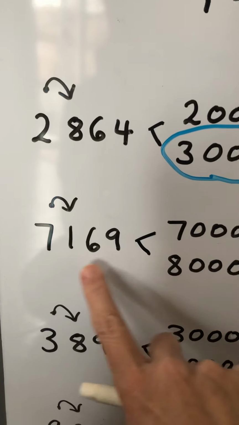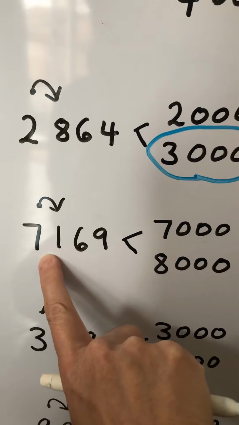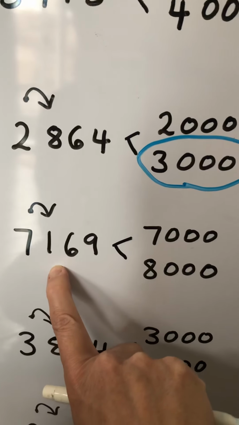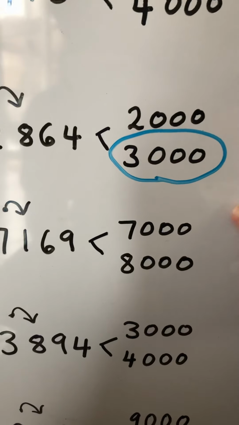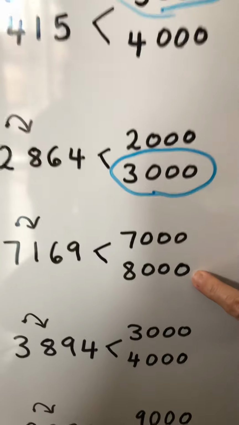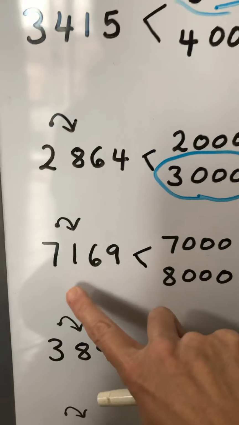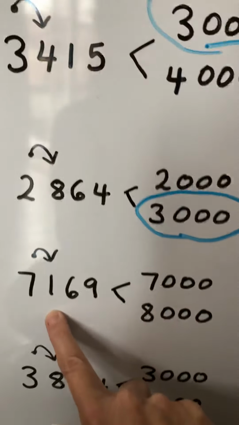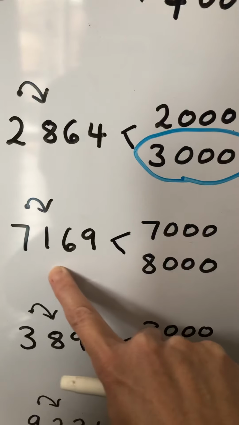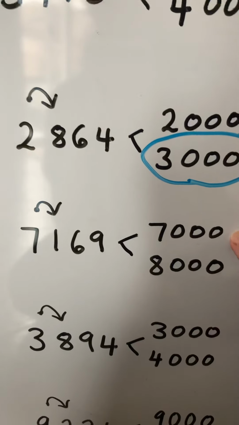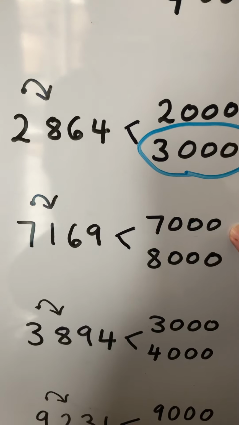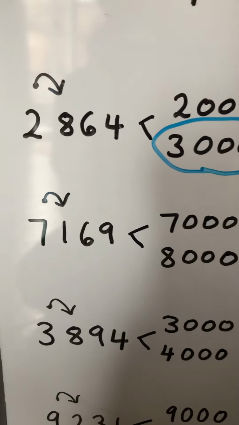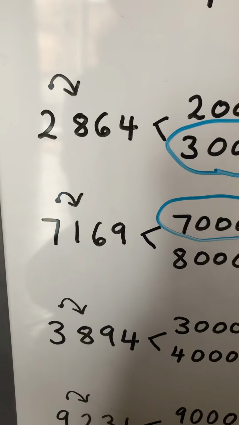7,169. Put the dot above the thousands. It's the hundreds that help us decide. Our two choices will be 7,000 or 8,000. Well, 1 is certainly less than 5. So 7,169, much closer to 7,000 than it is 8,000. There you go.